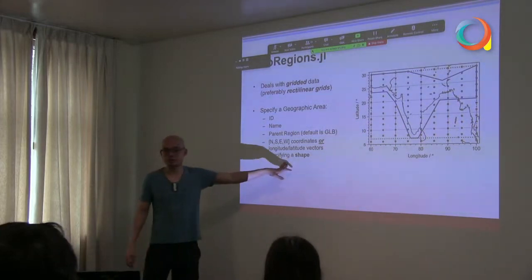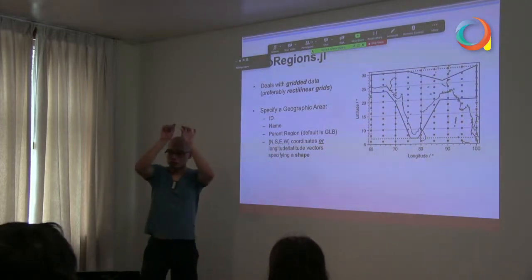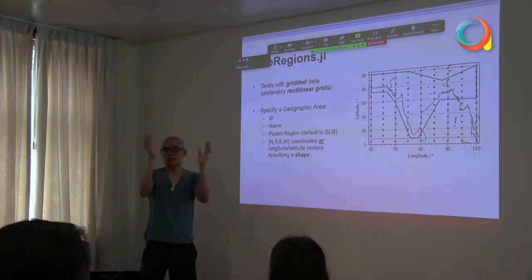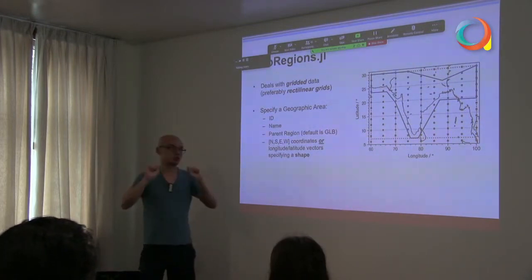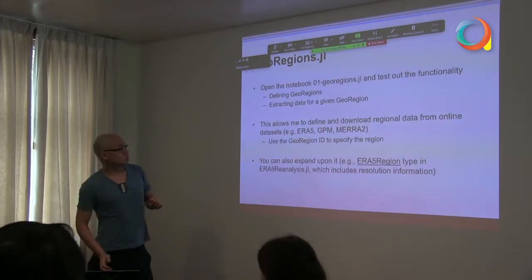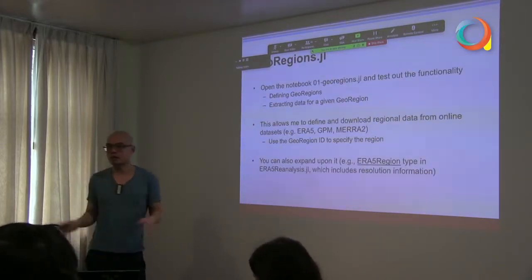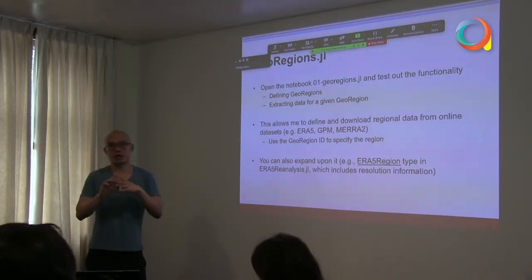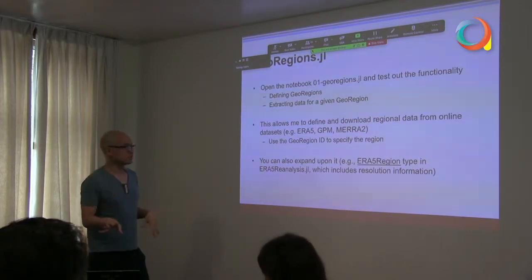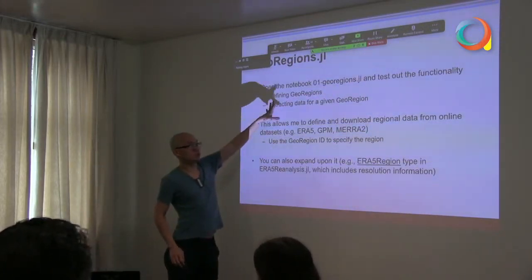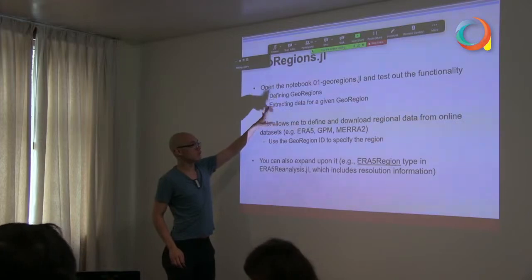And then you have two ways of doing this. You can either specify a rectangular region in longitude and latitude, or you can specify a shape, where you give it a vector of longitudes and a vector of latitudes that specifies an entire shape that you can pick up in a longitude and latitude region.